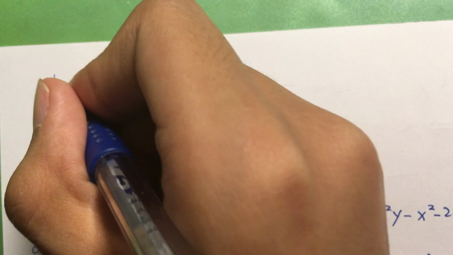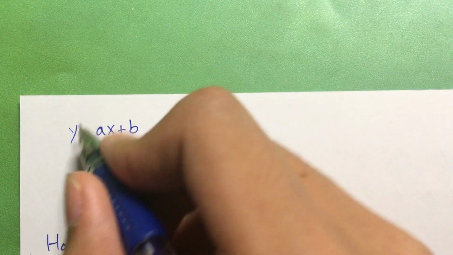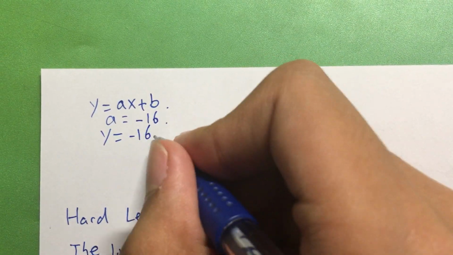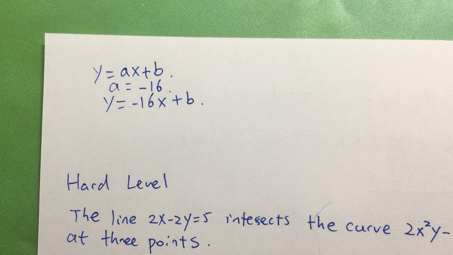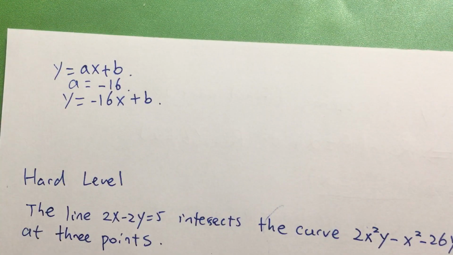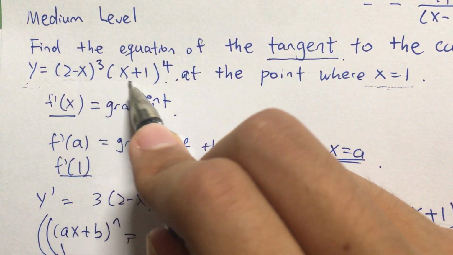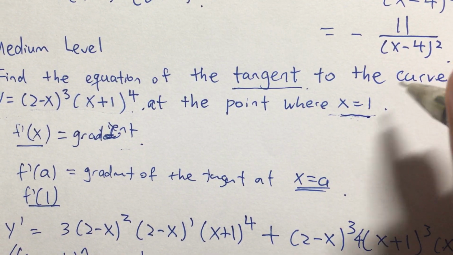Well, we should assume this equation as y equals ax plus b, and because we know the gradient is negative 16, which means that a is negative 16, so y equals negative 16x plus b. And now we need to do this step again. Because here we said x is equal to 1, we need to get the point where x equals 1, what the value of y is.